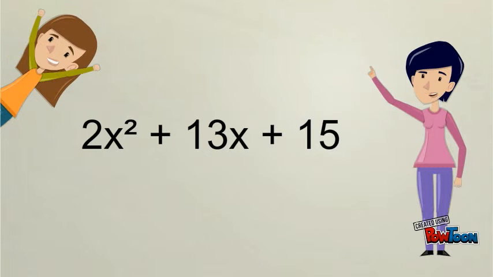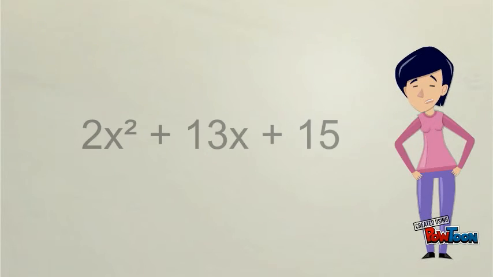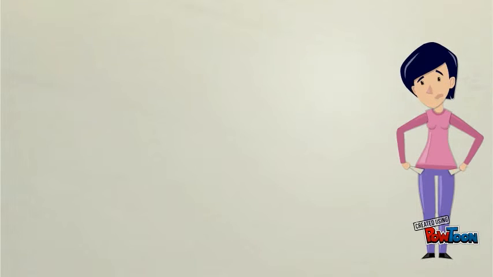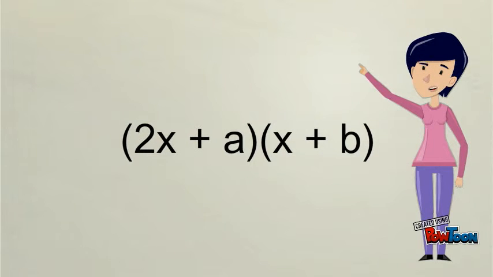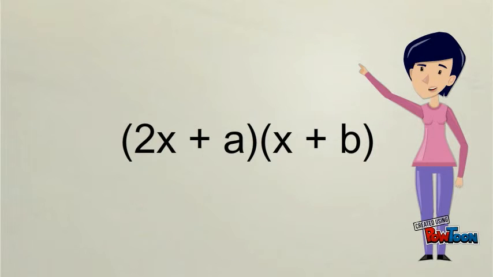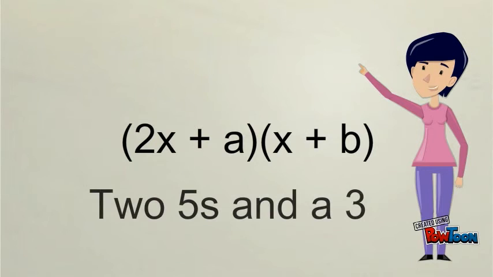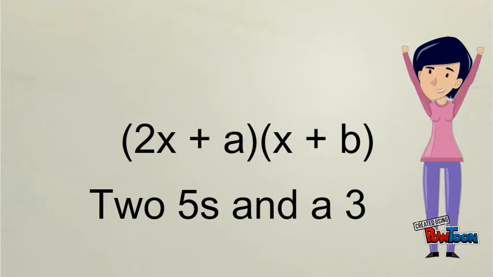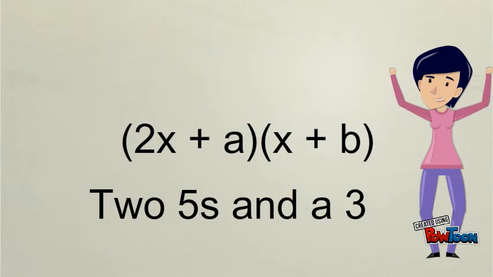Well done. So what if I asked you to factorize 2x squared plus 13x plus 15? I know to start with 2x in one bracket and x in another one. I know there had to be a 1 and a 15, or a 3 and a 5, because there are only 2 numbers you can multiply to make 15. Then I just need to know which pair could give me 13. Hang on, 2 5s and a 3. That's it. How do I know which number goes in which bracket?